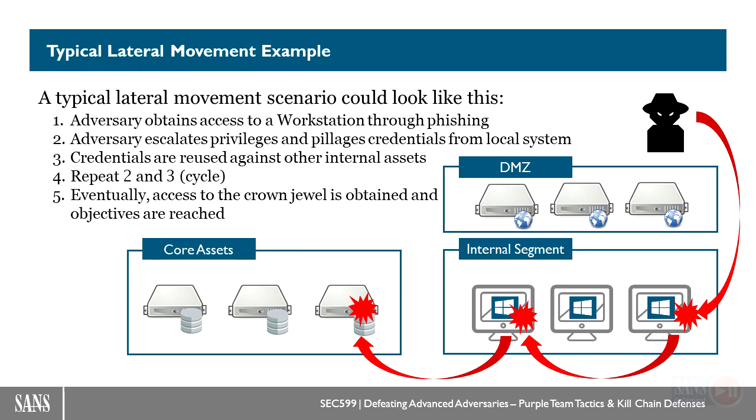So typical example, very simple. Adversary obtained access to a workstation through phishing. Hello, you clicked. Escalate privileges, or don't escalate privileges if he already has admin rights. Pillage credentials from that local system. Reuse credentials against other internal assets. Repeat 2 and 3 as you go along. Cycle until you get somewhere. Finally, access the crown jewels. Very simple thing, right? But this is what I mentioned, this is what I talked about.